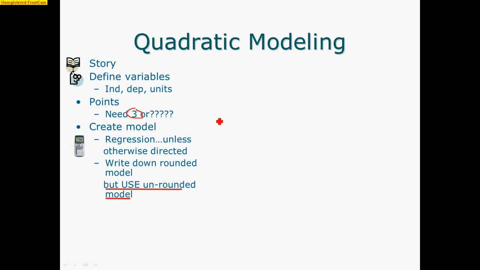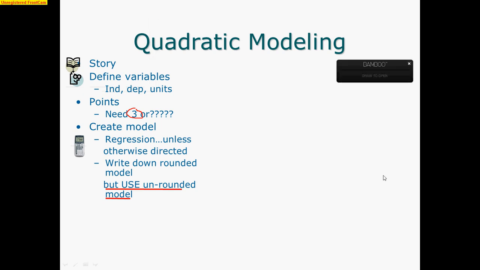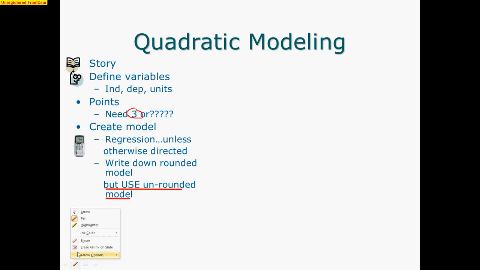Whenever you're getting a regression model, most of the time the values are ugly numbers. You want to use your calculator to get those values and use them in your calculations, but you do not want to write down those gross numbers. So you write down the rounded model with 1 or 2 places past the decimal.